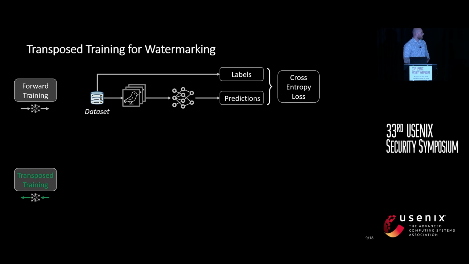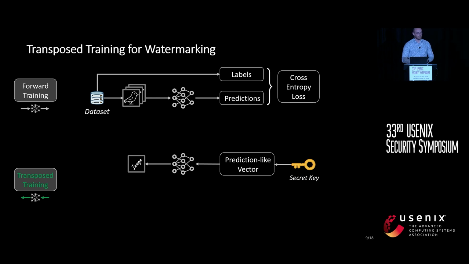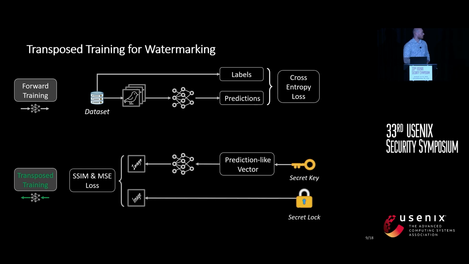In transposed training, we use a model from the reverse side. So we create a prediction-like vector, which has the same format as a regular model prediction, and feed it into the model. And as a result, as we feed it from the reverse side, we get an input-like image as an output. And this image relates to a secret watermarking key, which is also an image.